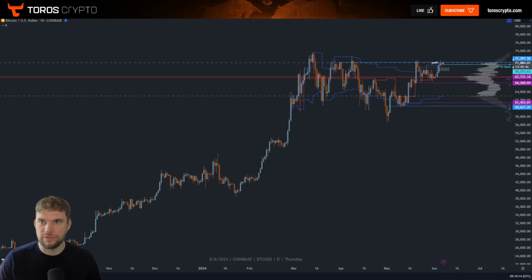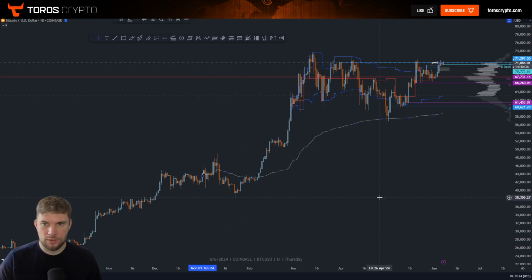So if you anchor a VWAP, if you use the toolbar and click on your anchored VWAP, then go all the way back to the beginning of the year and place that there, we had that anchored VWAP offering really, really good support on the low that was put in.